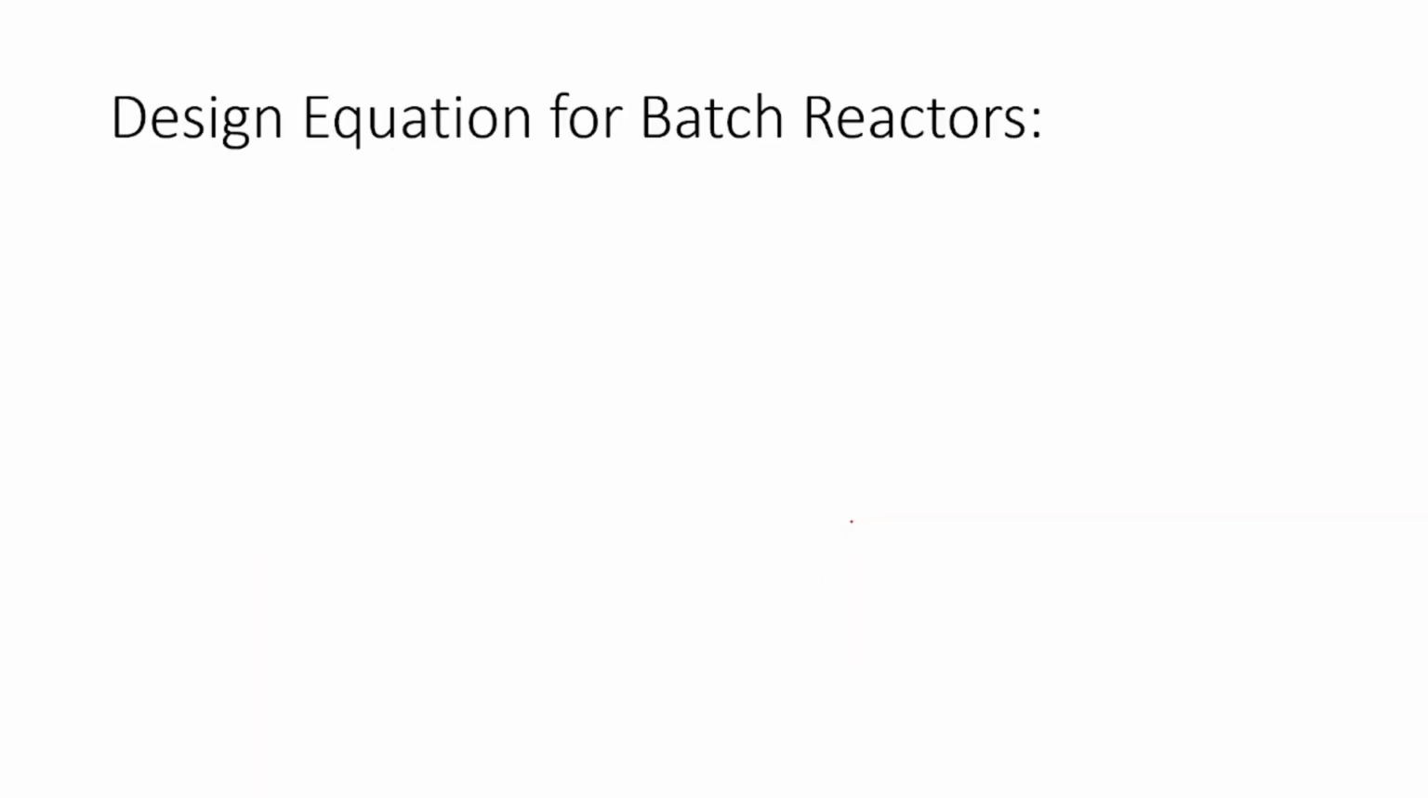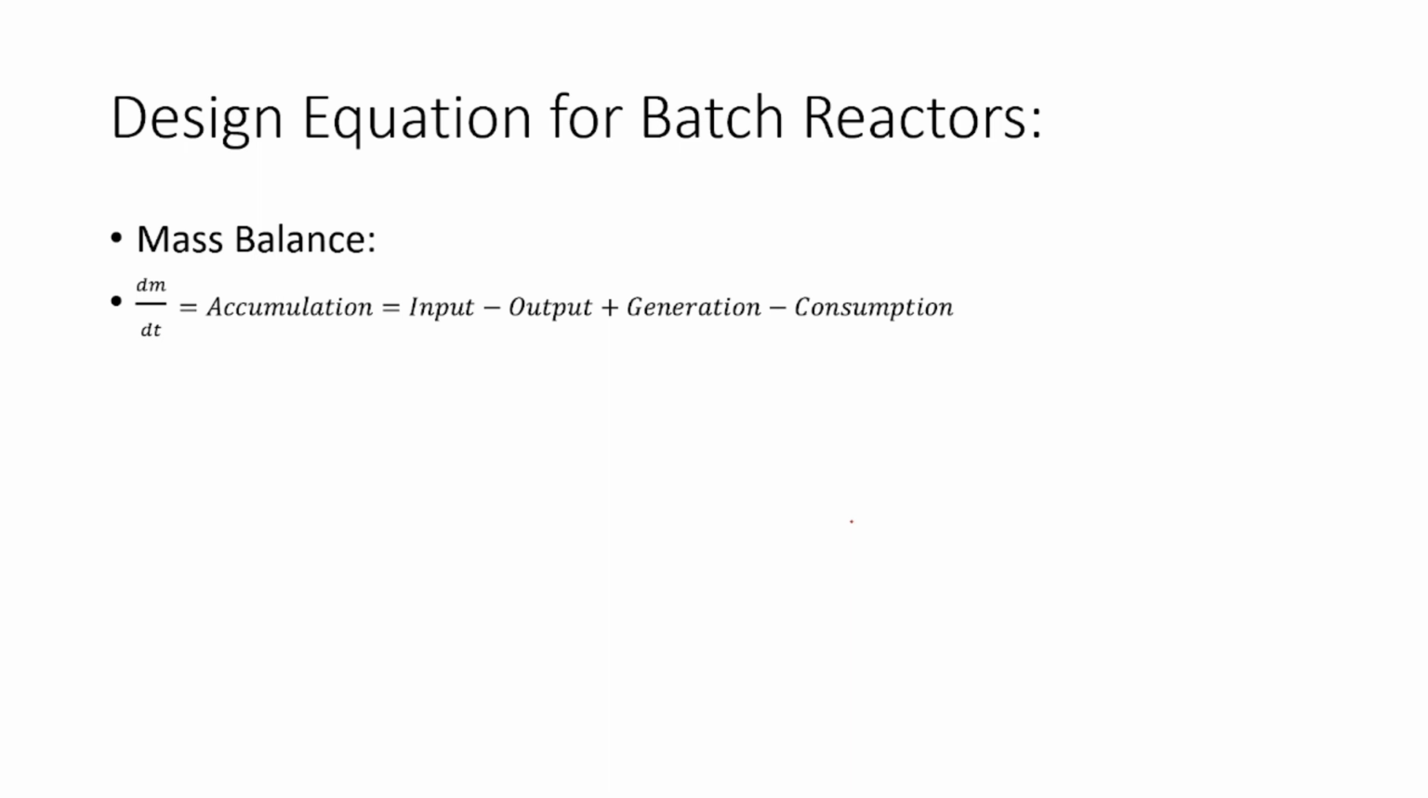Now we come to the design equation for batch reactors. First, the most important thing to start with for design equations is the mass balance. The general equation of mass balance is: accumulation of mass, dm/dt, equals input minus output plus generation minus consumption. In batch, we give all the substrates and cells at a time, close the system, run the reactor, and after some time take out the products. So in batch reactors we do not consider consumption. Consumption is taken to be 0, and the expression becomes accumulation equals input minus output plus generation.